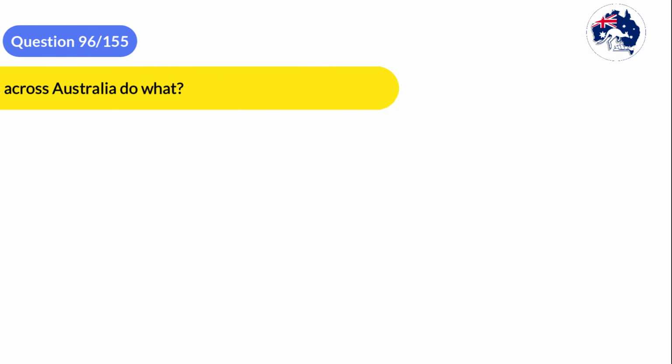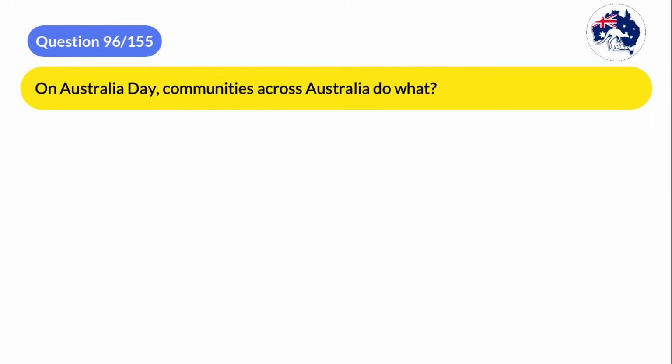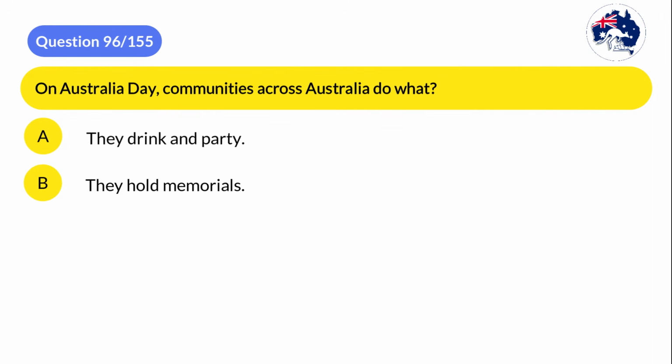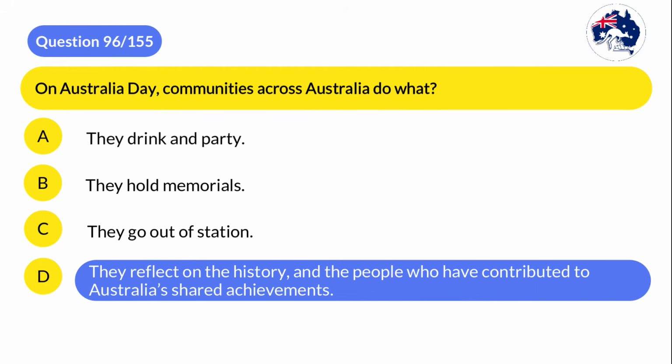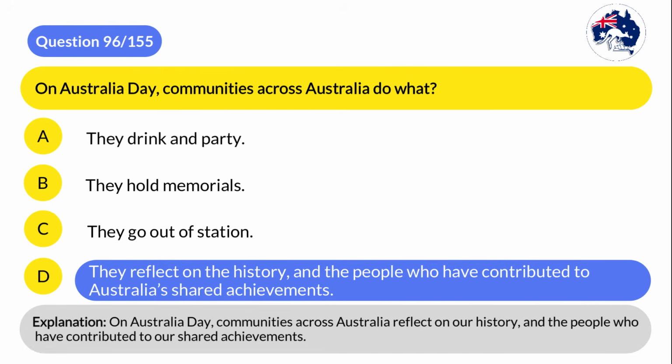Question 96. On Australia Day, communities across Australia do what? A. They drink and party. B. They hold memorials. C. They go out of station. D. They reflect on the history and the people who have contributed to Australia's shared achievements. The correct answer is D. Explanation: on Australia Day, communities across Australia reflect on our history and the people who have contributed to our shared achievements.